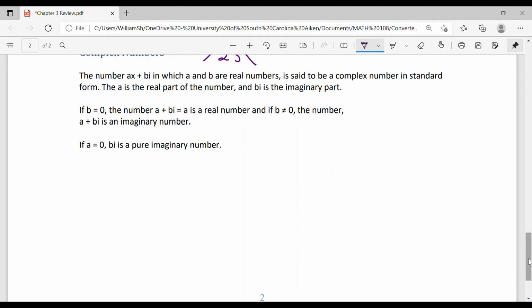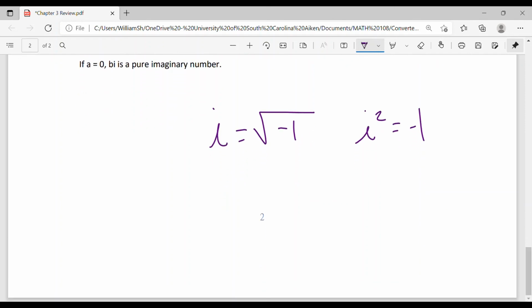A little refresher here as well, since we're on it. i is the square root of -1. So i squared is just -1. There you go. Good bit of information to know as well.